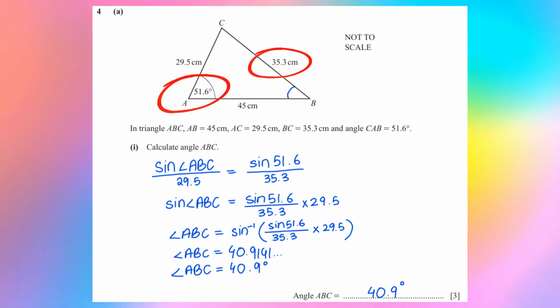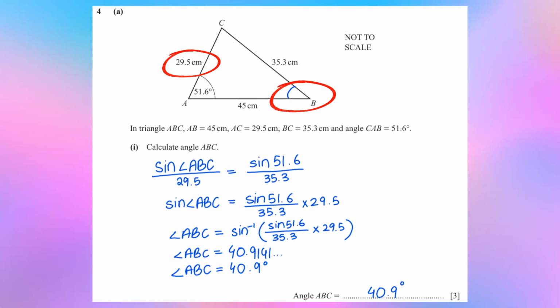One pair is angle CAB, 51.6 degrees, and the side opposite to it, which is 35.3 centimeters. The other pair is angle ABC, which we have to find, and the side opposite to it, 29.5 centimeters. Therefore, we can use the sine rule formula for a missing angle here to find angle ABC.